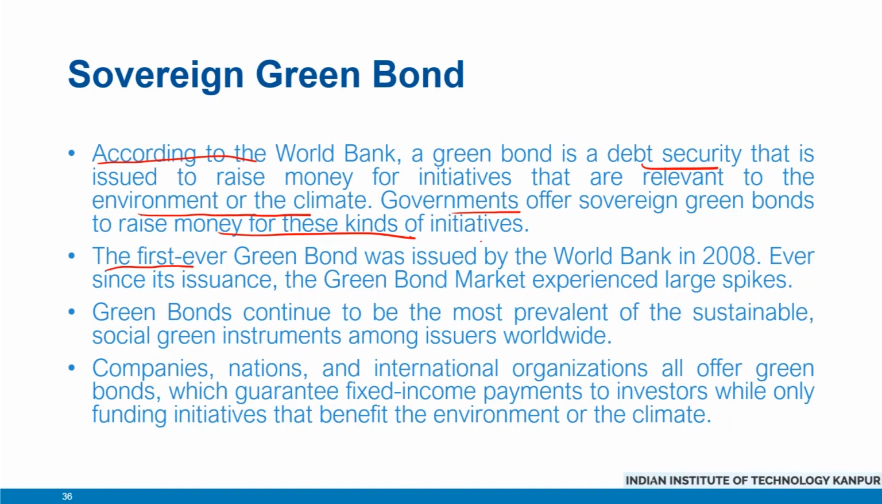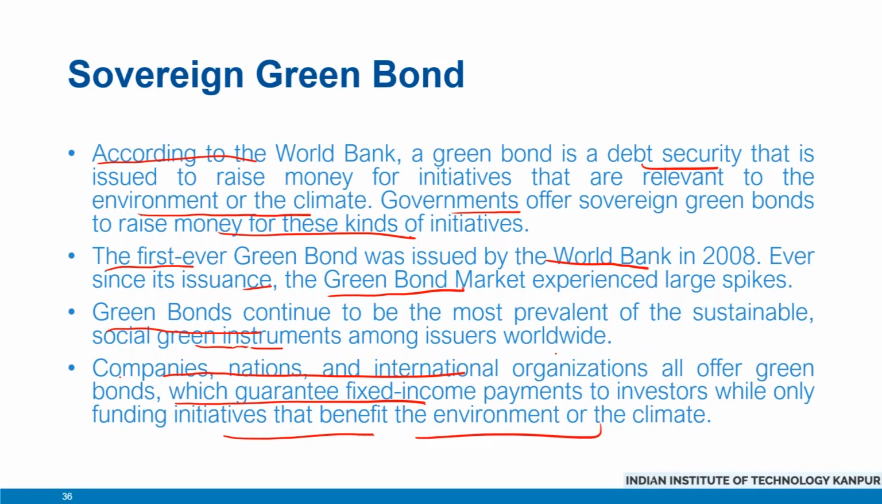The first ever green bond was issued by the World Bank in 2008, and ever since its issuance, the green bond market has experienced large spikes. Green bonds continue to be the most prevalent of the sustainable, social, and green instruments among all the issuers worldwide. Social bonds were replaced by sustainability bonds as the second most common type of bond issued this year in terms of dollars. Companies, nations, and international organizations all offer green bonds, which guarantee fixed income payments to investors while only funding initiatives that benefit the environment or the climate.